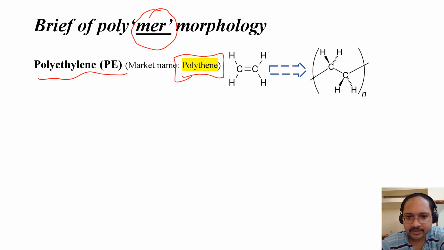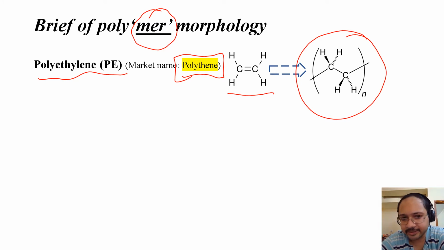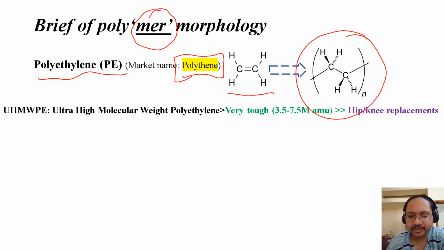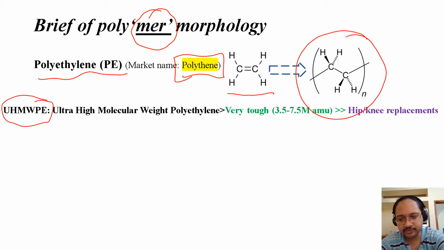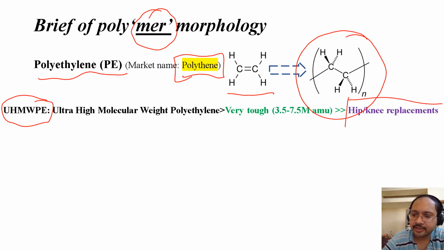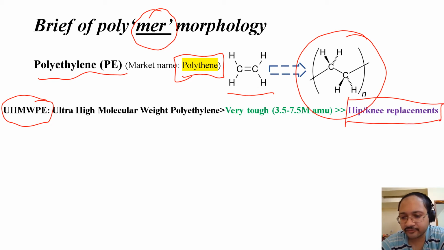Now how is it made? We have ethene or ethylene that is polymerized to form polyethylene or polythene. There are different types of polythene and these are very common. First, the very important one is UHMWPE. I want you to remember this. It's ultra high molecular weight polyethylene, which is very tough. That is 3.5 to 7.5 million molecular units, and it is typically used for hip or knee replacement, that is artificial replacement.